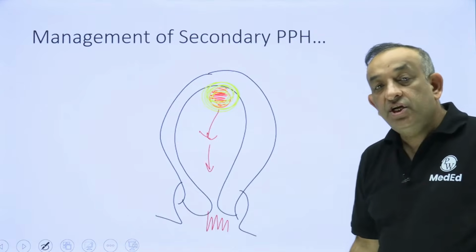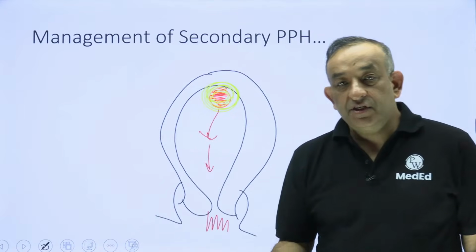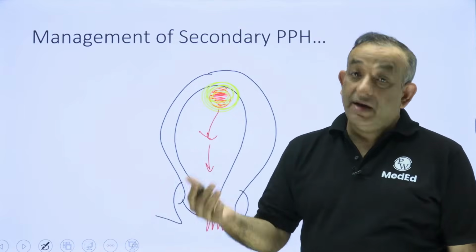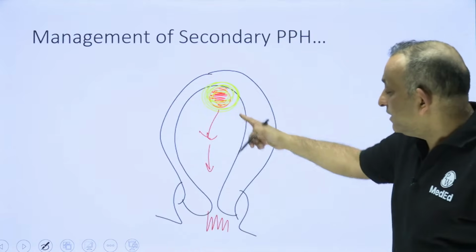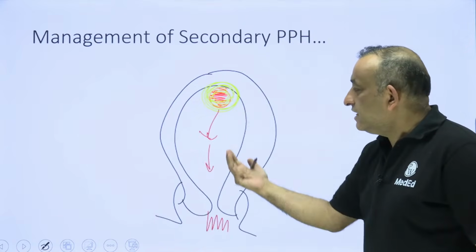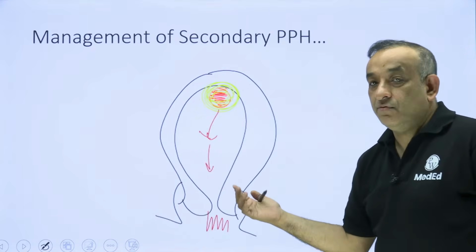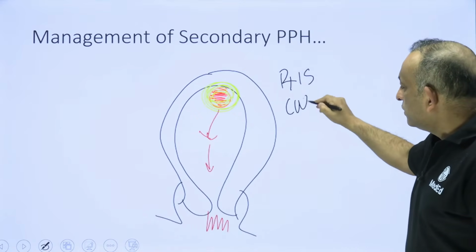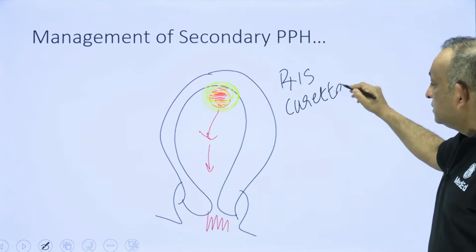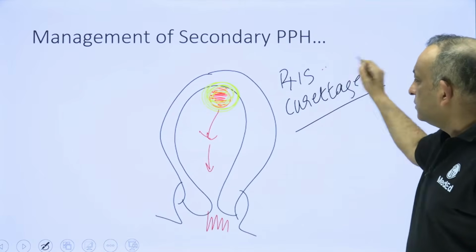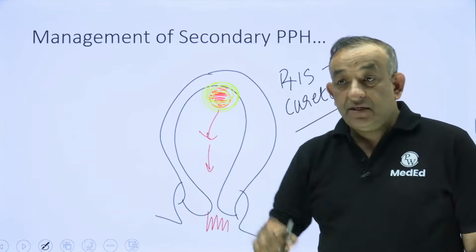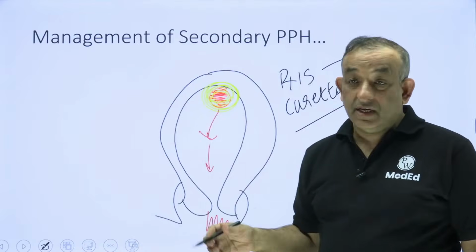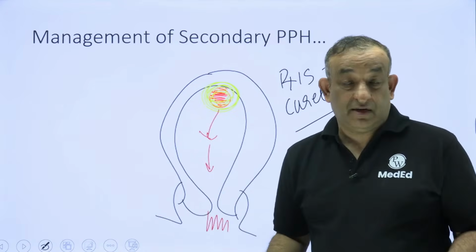Secondary PPH is the PPH after the first 24 hours up to 12 weeks, and that is because of retained bits. Retained bits can be removed only with a curettage. So the treatment of secondary PPH is curettage. Primary PPH, please don't say the treatment is curettage. That means you have not listened in the class properly.